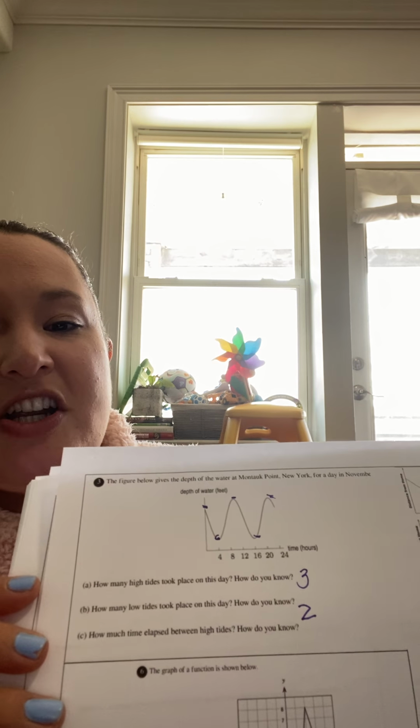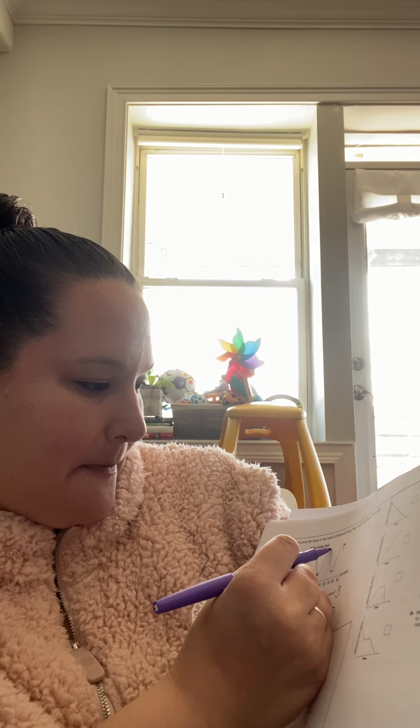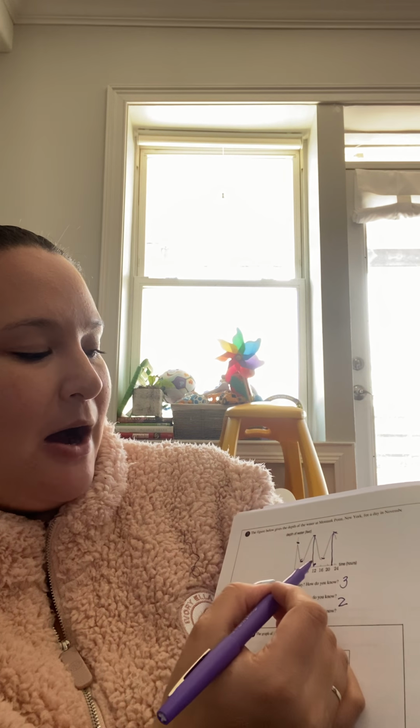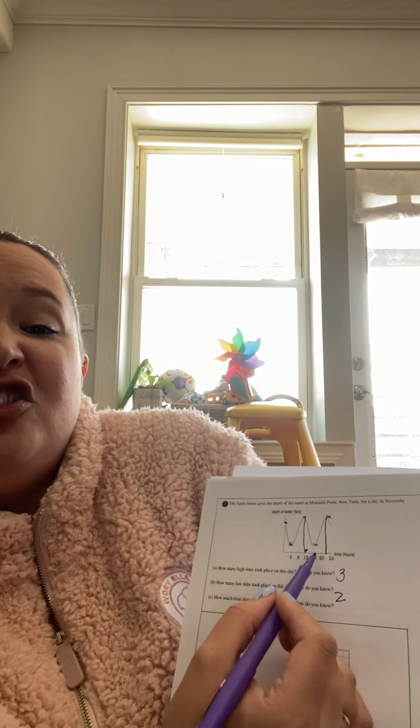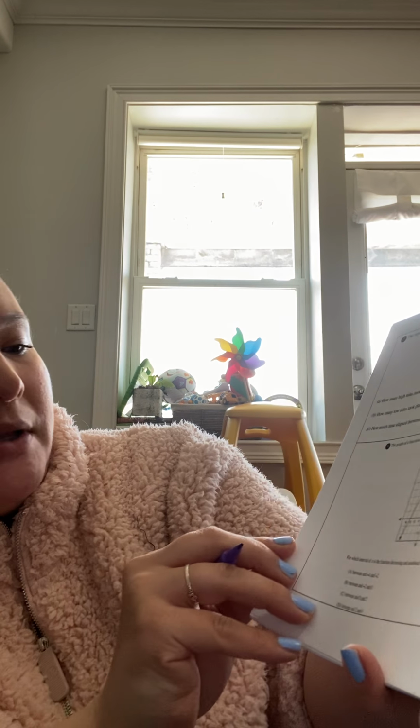And finally, the last question is asking how much time elapsed between the high tides. Well, here's a good high tide, and it looks like it happened at about 12 o'clock. And then this one over here looks like it happened at about, I don't know, maybe 22. So I would say that that would be about 10 hours in between. Right there.